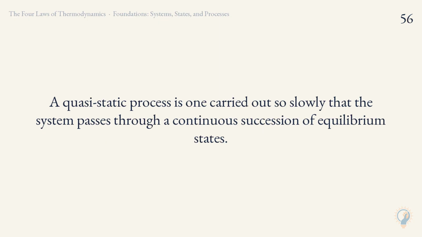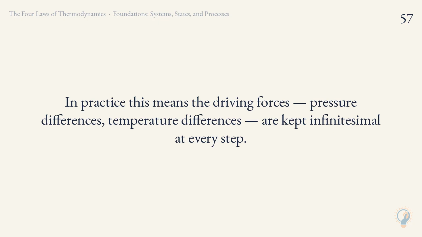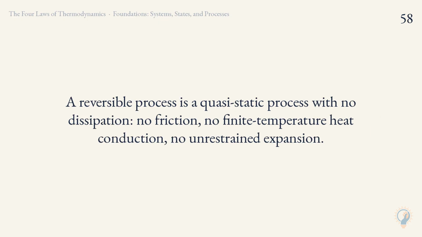A quasi-static process is one carried out so slowly that the system passes through a continuous succession of equilibrium states. In practice, this means the driving forces, pressure differences, temperature differences, are kept infinitesimal at every step. A reversible process is a quasi-static process with no dissipation, no friction, no finite temperature heat conduction, no unrestrained expansion.